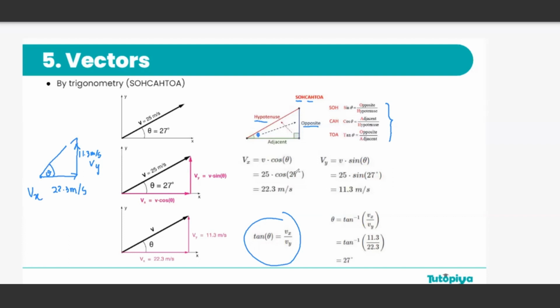Vx is V cos theta. V here is the resultant force.